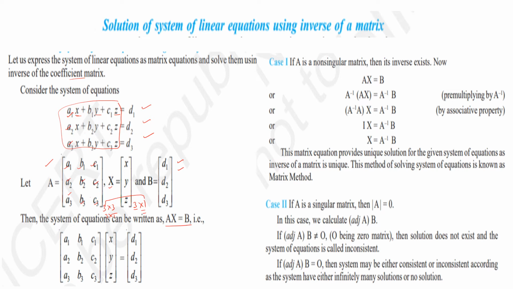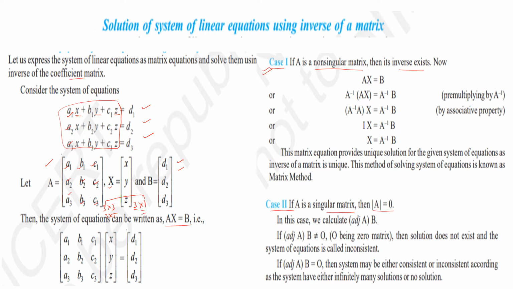Now two cases arise. Case number one is, if A is non-singular matrix, then its inverse exists, right? And the second case is, if A is singular matrix, then determinant A is equal to 0. And in that case, we have to apply some other method. Now let us see the first case.